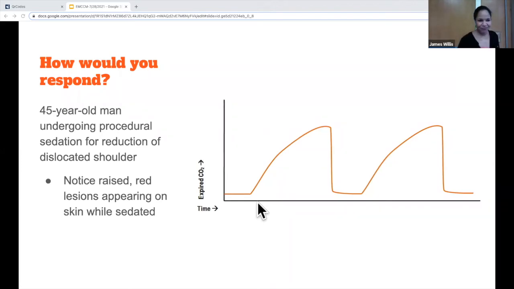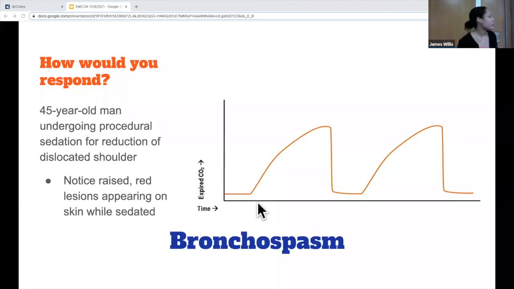So the rate looks okay. I guess the end tidal is not really changing, but your shape is changing. I get more, I guess, this shark fin appearance. Yes, obstructive situation. Exactly. So Ryan nailed it. So this is your obstructive pattern, your bronchospasm.